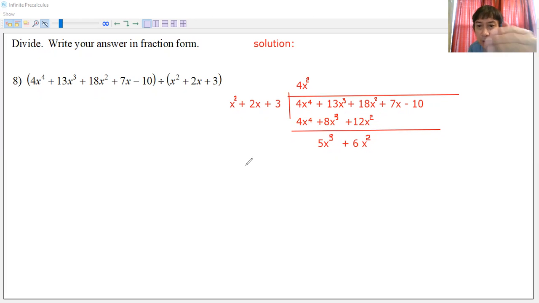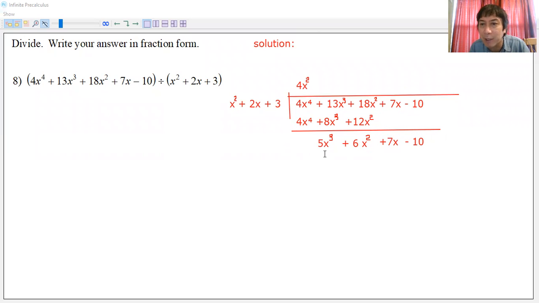13 minus 8, 18 minus 12, and we will be subtracting 7x minus 10, of course. So that will be over here. So that will be 7x minus 10. So that's a plus 7x minus 10. Then back to divide.